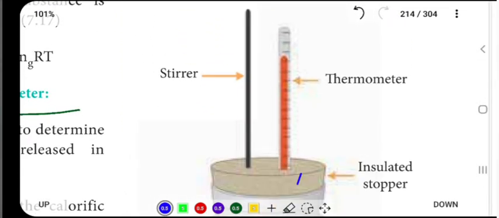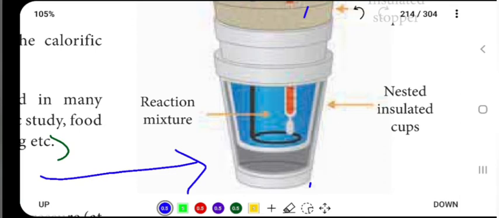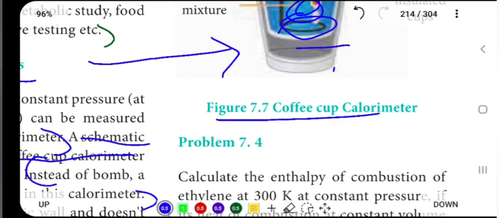See here, this is the coffee cup calorimeter. This is the water inside. Here you can place the sample, and this is the thermometer. This is the reaction mixture. Once the reaction starts, that heat is absorbed by the water and finally it is calculated using the formula. So that's all about the measurement of delta U and delta H. Next we will see one problem, and after that we can wind up.